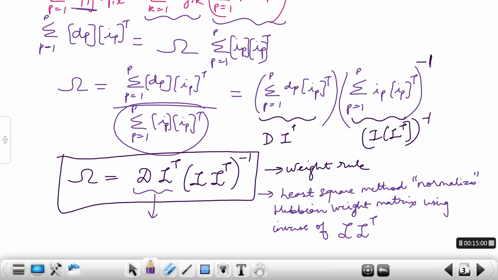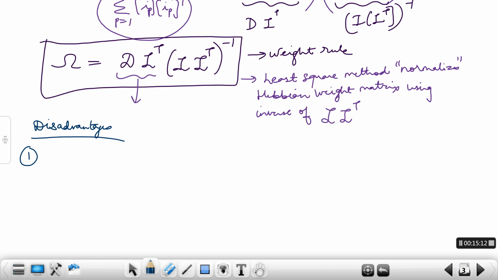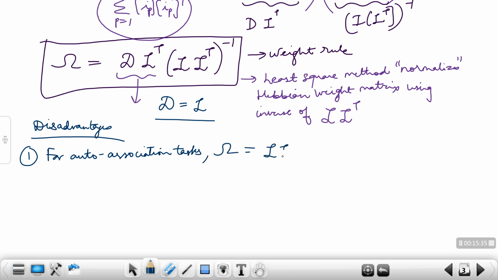Now this particular technique will not be used for auto association tasks. Why will it not be useful for auto association tasks? We shall see. For auto association tasks, this technique cannot be used. In the case of auto association, there will be no D. D will be the same as I. Okay. So what will be the weight? Omega will be nothing but I into I transpose inverse.